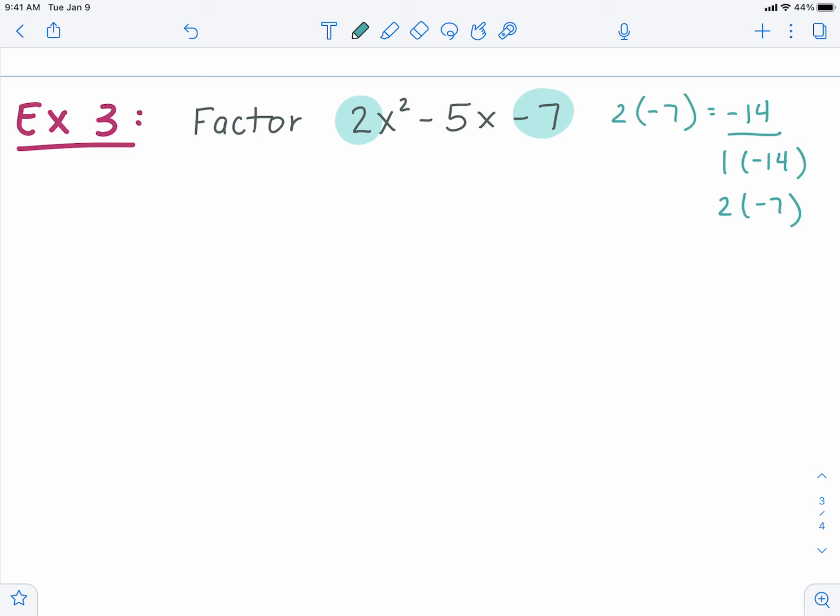So then I have to look at those 2 options and say, okay, which one gives me -5 if I add them together? And I see if I take 2 and I subtract 7, I get -5. So then my parentheses are going to be x plus 2, x minus 7.